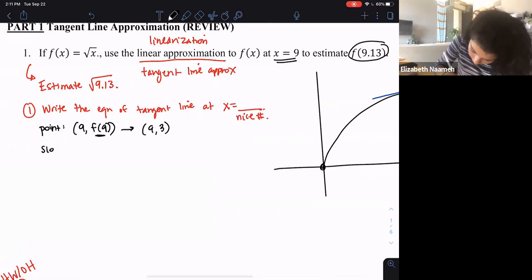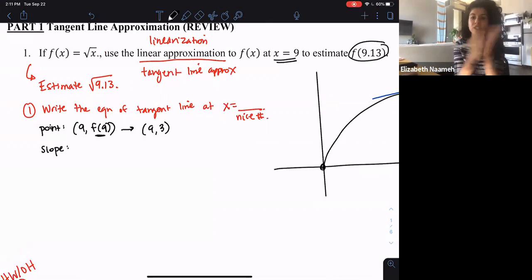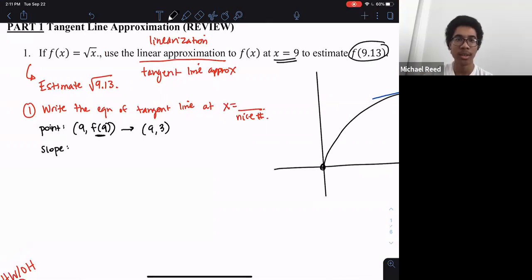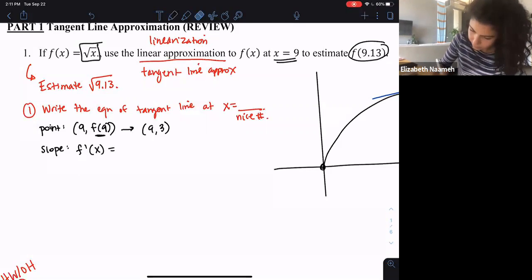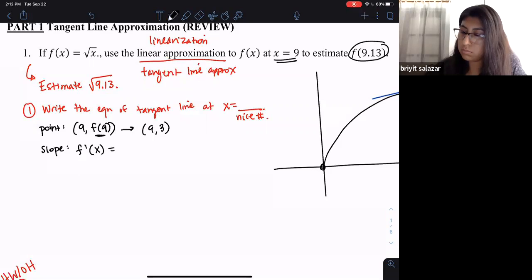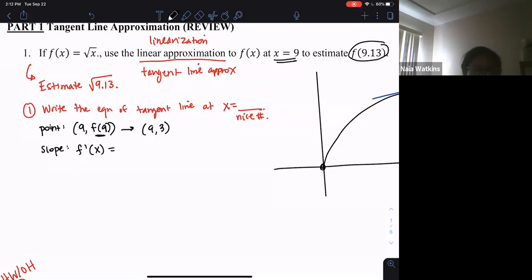Next, we need to find our slope. What's another word for slope in calculus? Derivative. There we go. I need the derivative. So we're going to write f prime of x. What's the derivative of square root x? Guys, this should be 1 over 2 square root x.